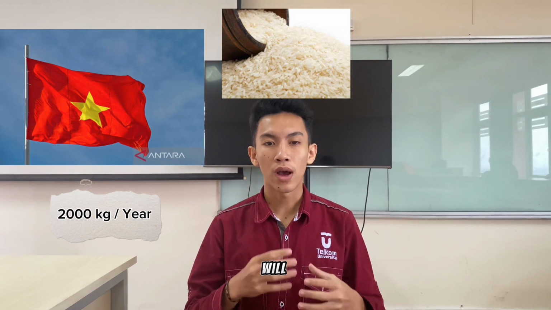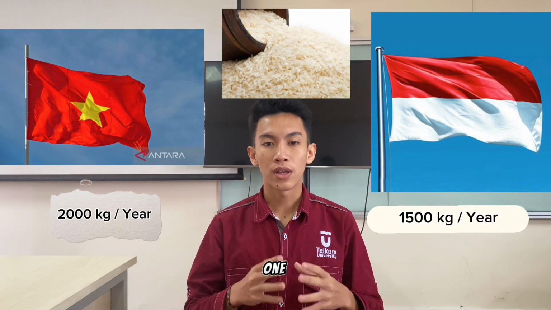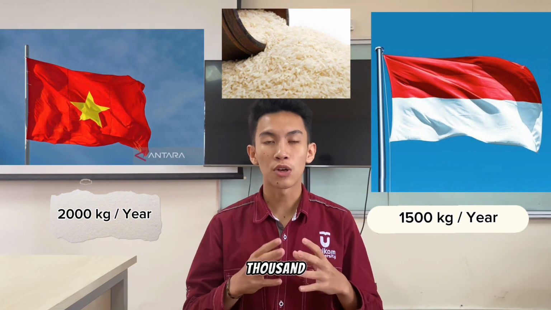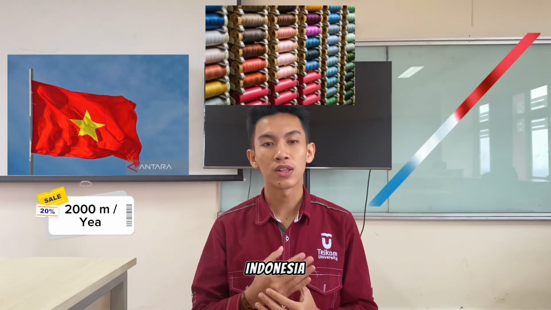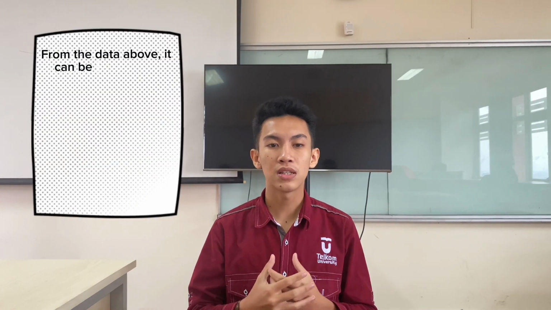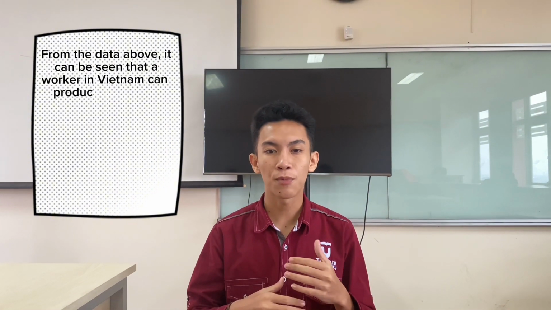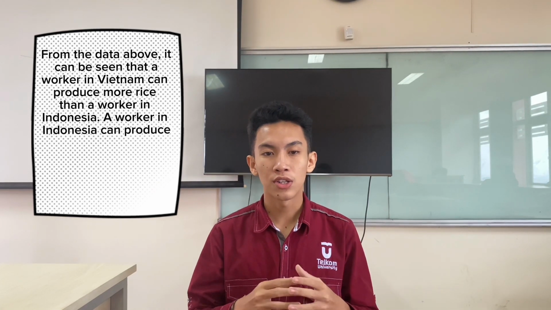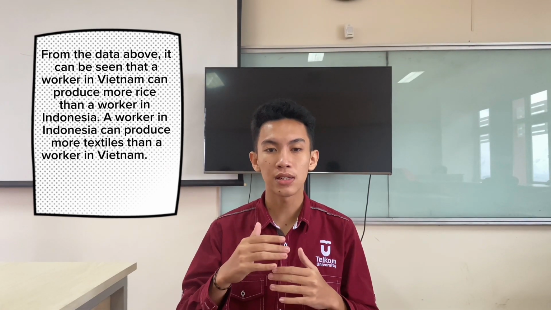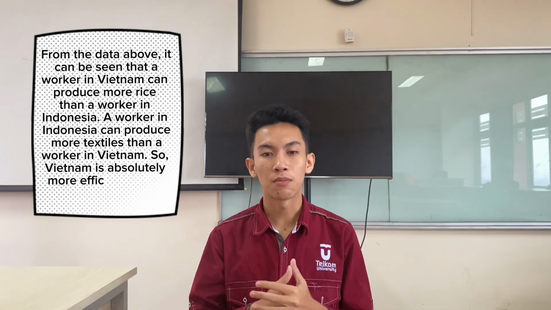Rice: Vietnam produced 2,000 kg, while Indonesia produced 1,500 kg. Textile: Vietnam produced 2,000 meters, while Indonesia produced 3,000 meters. From the data above, it can be seen that a worker in Vietnam can produce more rice than a worker in Indonesia. A worker in Indonesia can produce more textile than a worker in Vietnam.